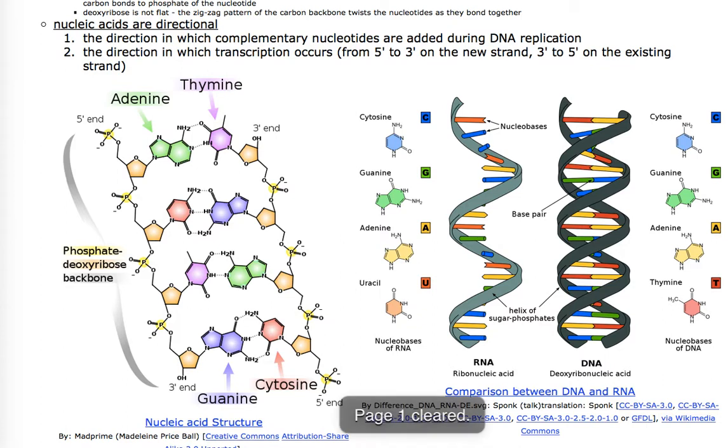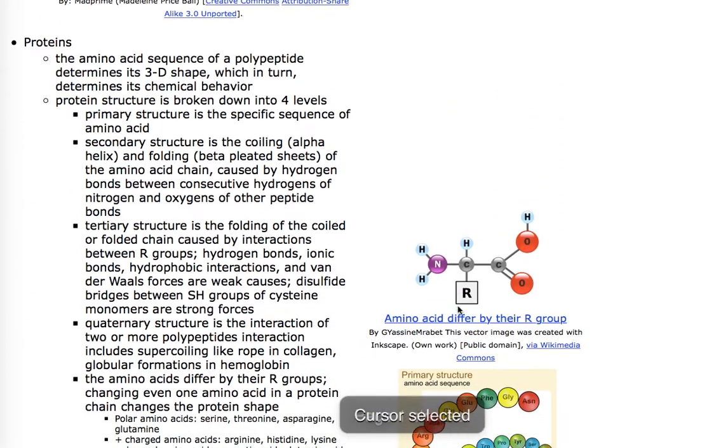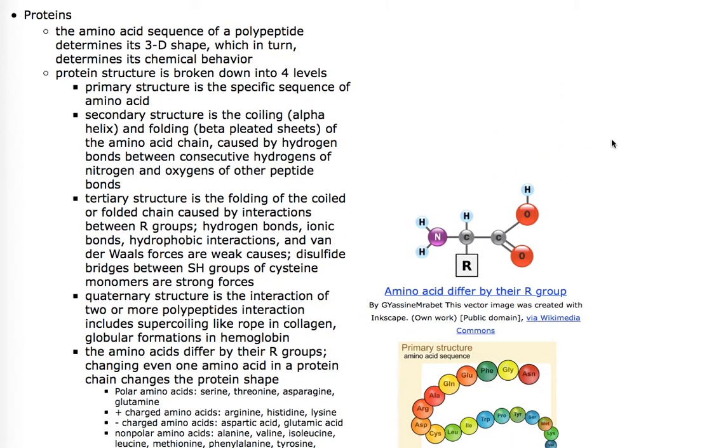Which brings us now to the next portion, proteins. Proteins are more complicated than nucleic acids. They basically are determined by their amino acid sequence. The amino acid sequence of a protein determines its 3D shape, which in turn determines its chemical behavior. Really important here, there are 4 levels of construction in a protein.